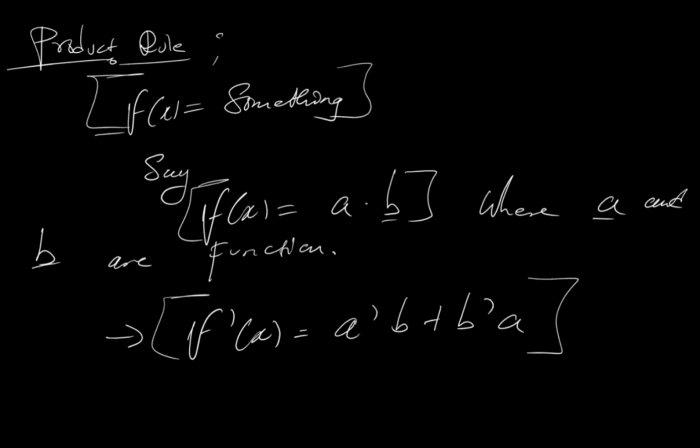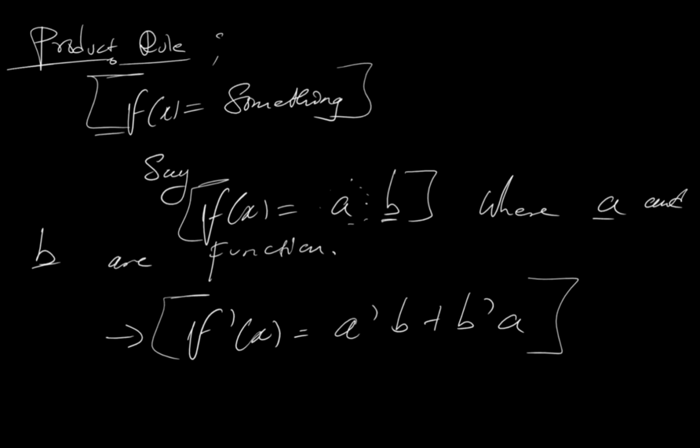Very simple to remember, a prime b plus b prime a. Given that f of x is equal to a times b, its derivative will simply be a prime b plus b prime a. Be mindful that a as well as b should be functions.